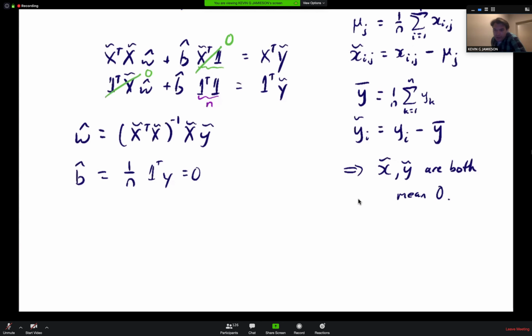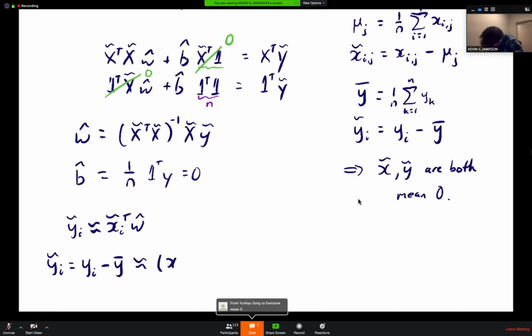Now, what we want to do is actually predict our yi's. So what we're doing is x tilde i transpose w hat plus 0, and we're saying this is about y tilde i. This is our approximation. But we don't want this in terms of y tildes and x tildes, we want it in terms of x's. So let's just write it. We know that y tilde i is equal to yi minus y bar, which is about xi minus mu transpose w hat.